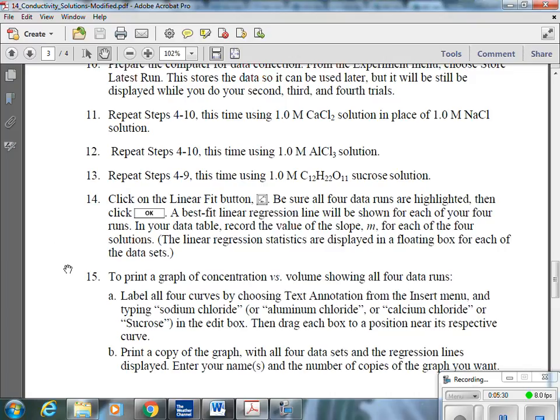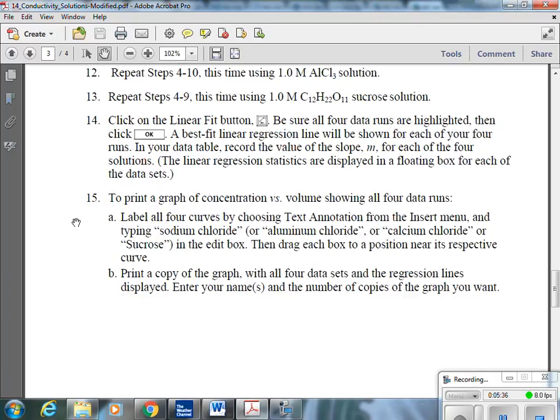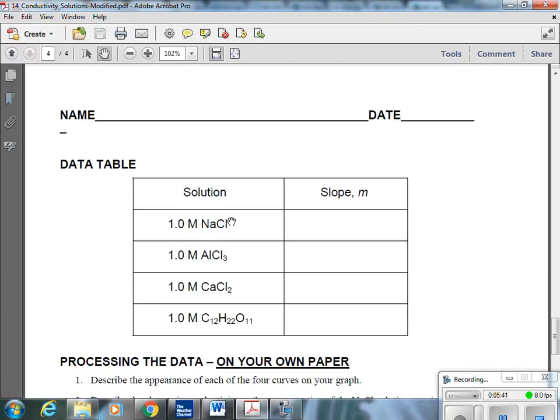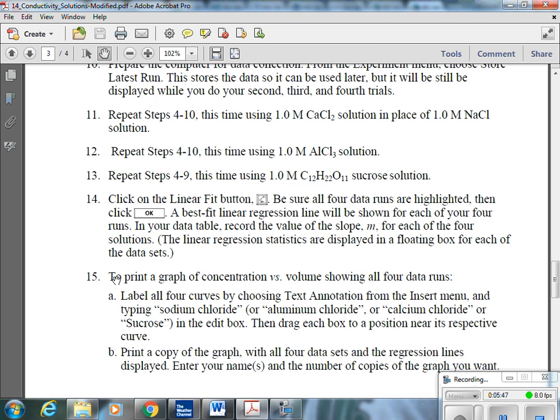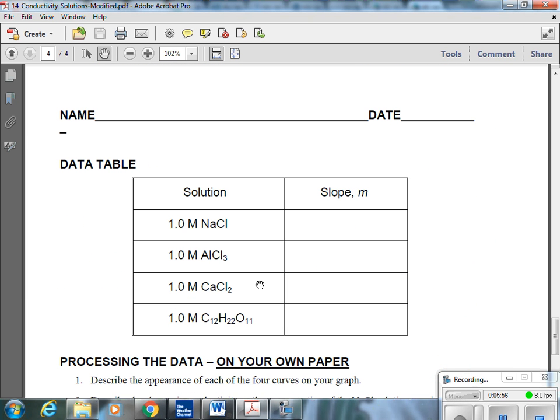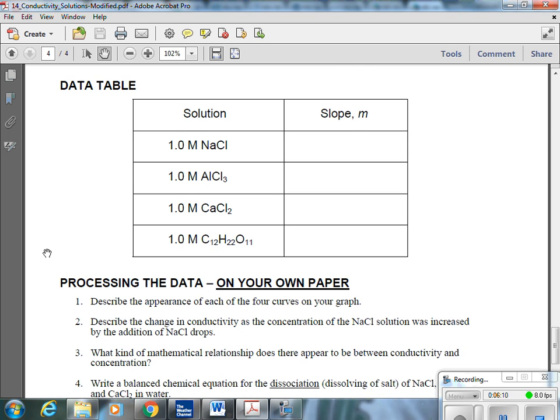Okay, now you need to make a linear fit, so you're going to follow 14 and 15 to get a graph. I want you to be aware here, folks, that this table is not correct. If you come back up here, you look, the second one we do is calcium chloride, the third one is aluminum chloride. Is that what it says right here? Absolutely not. The second one is aluminum chloride, the third one is calcium chloride. So make sure you are aware of that, or you're going to miss questions when we half sheet scrap this.